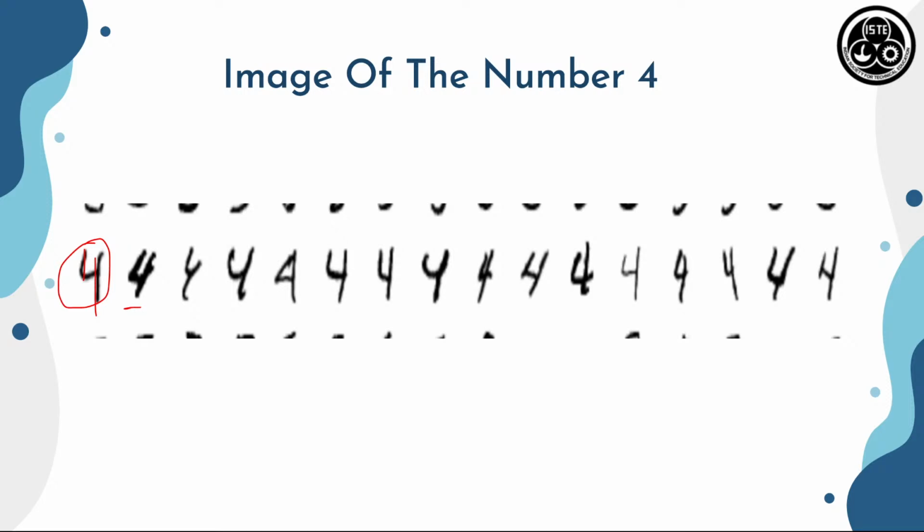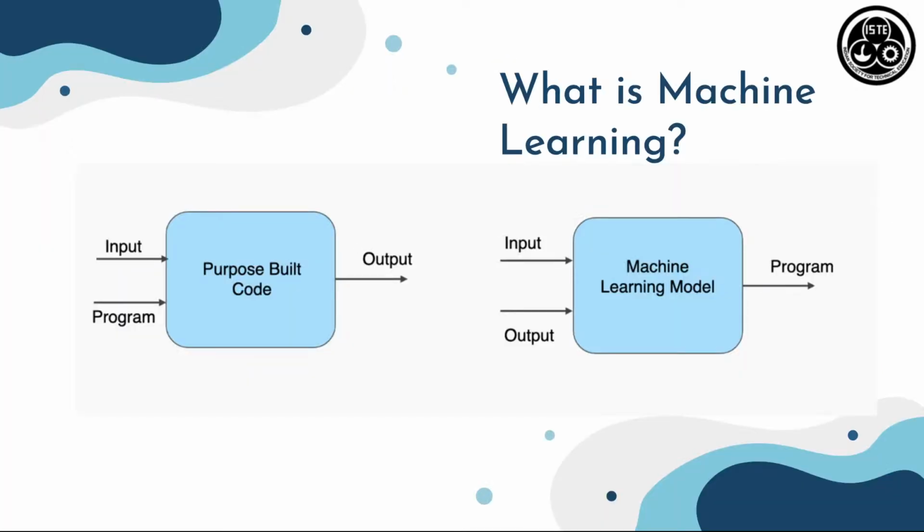Moving forward, what is machine learning? In traditional programming, we give the input to the program and we get an output. But in machine learning, we give the input and the output and we get the program out of it, or we get the algorithm out of it. This is what machine learning is. This is what makes machine learning different from the older versions of coding, and hence we'll be able to differentiate machine learning from the older versions.